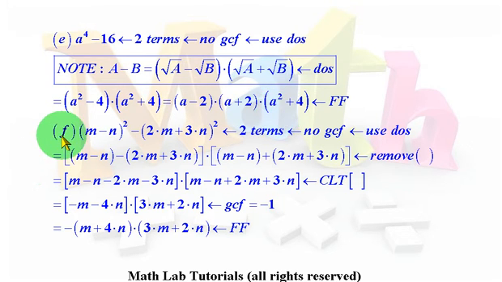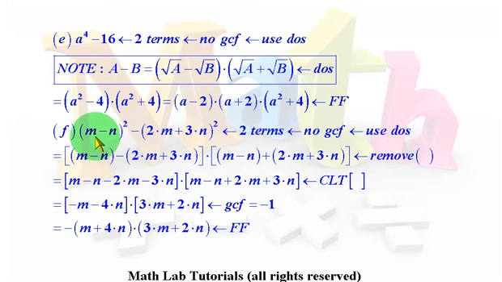Okay, let's look at f over here. You have bracket m minus n squared. That's certainly a perfect square, minus 2m plus 3n all squared. And that's certainly a perfect square as well. So we have a difference of two perfect squares. That means, and we have no GCF, so we don't have to worry about GCF, that means we can use our little difference of squares factoring formula up here.